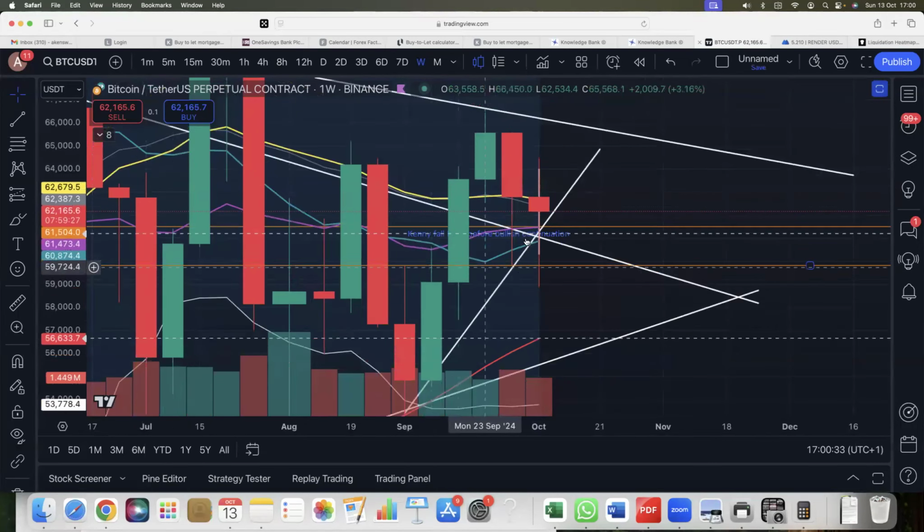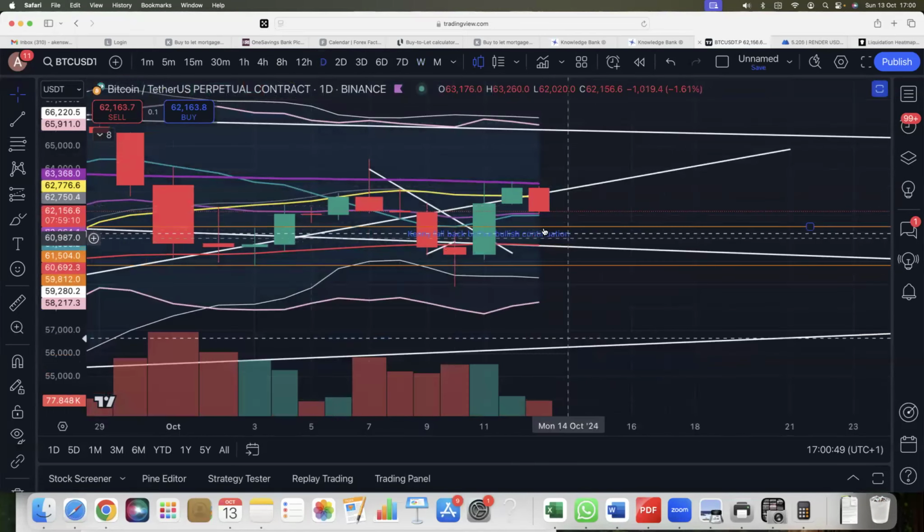I think we'll probably close the week more or less like this. And then when we finish, we come back into this candle to the wick here and continue. Let's look at it from a daily perspective, the daily chart.